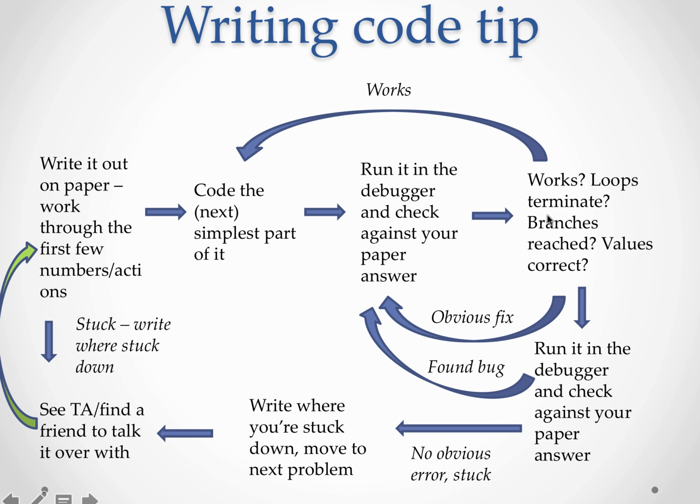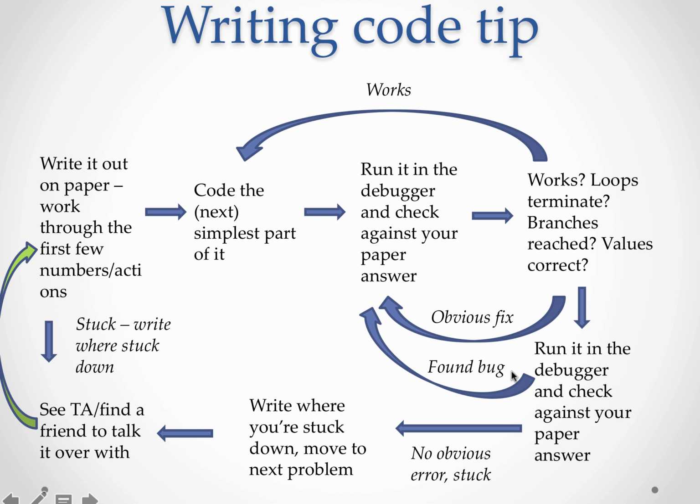If it works, good, go back, add the next bit. If it doesn't, if you aren't terminating your loops properly, or in your branches you're not going the right way, you're getting the wrong values, take a look at what's happening. Sometimes it's an obvious fix and you can just go back, like you forgot the dot times. If it's a little bit more complicated, then check that answer against what you're doing on paper, and sometimes that will help you find the bug.